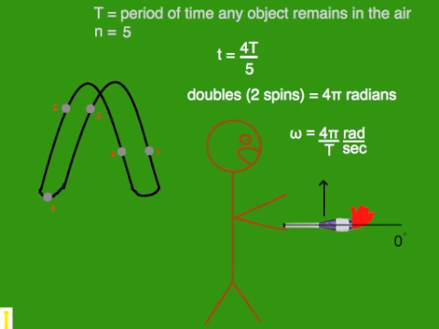Now, since it spins 4 pi radians and the club is in the air for capital T units of time, omega, which is the angular velocity, is 4 pi over capital T radians per unit of time. We know that the time the first object has been in the air for is 4T over 5 units of time. This is the measure of time that represents when all of the objects pair up.